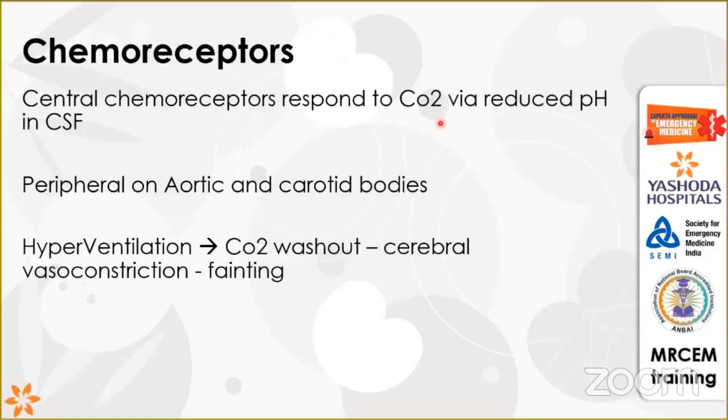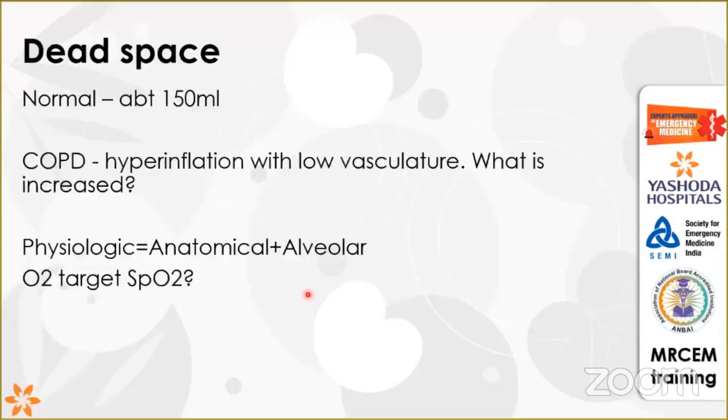The dead space normally is about 150 ml. That's the trachea and some of the bronchi. So they constitute about 150 ml. What happens in COPD is there is hyperinflation with damaged vasculature. So that leads to effectively increased dead space. Anatomical plus alveolar dead space together, we call it physiological dead space. Anatomical dead space is this 150 ml, and the damaged parts we call alveolar dead space. Together we call it physiological dead space. The target oxygen saturation in COPD is 88% to 92%.